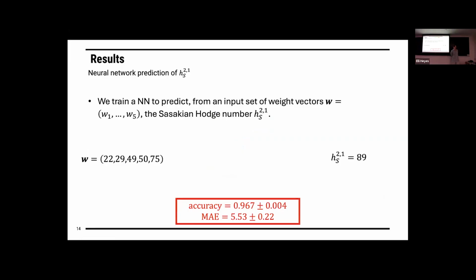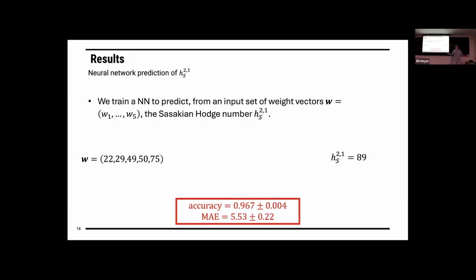So we trained a neural network to predict the Sasakian Hodge number given as input the weight vector describing the ambient weighted projective space. And the formula that we use to compute these Sasakian Hodge numbers includes computing the dimension of certain linear subspaces of the Milnor algebra, which is defined from the polynomial itself. But we had a very simple neural network with just very few parameters, and it was able to predict the Sasakian Hodge number, as you can see here, with very high accuracy, around 97%.